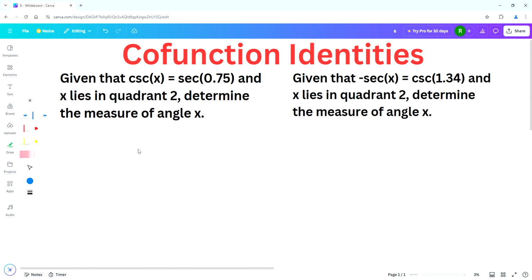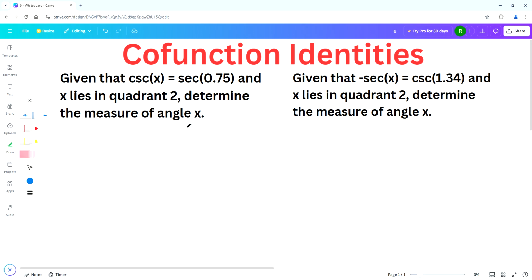In this video, we'll solve these two problems using the concepts of cofunction identities. Let's start with the problem on the left side. Given that cosecant x equals secant 0.75 and x lies in quadrant 2, determine the measure of angle x.